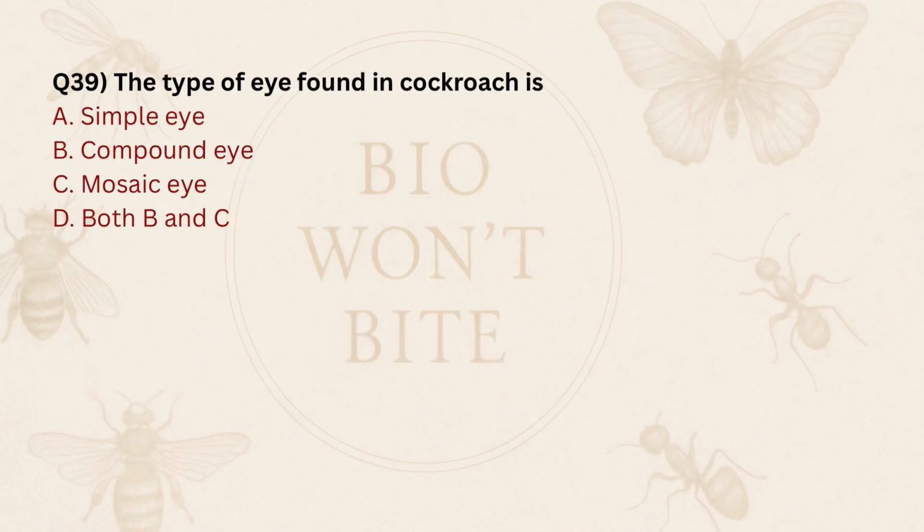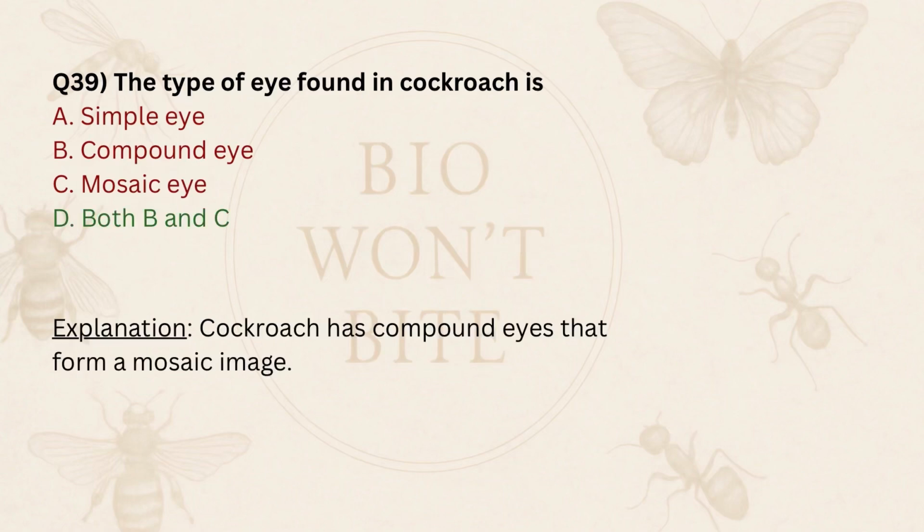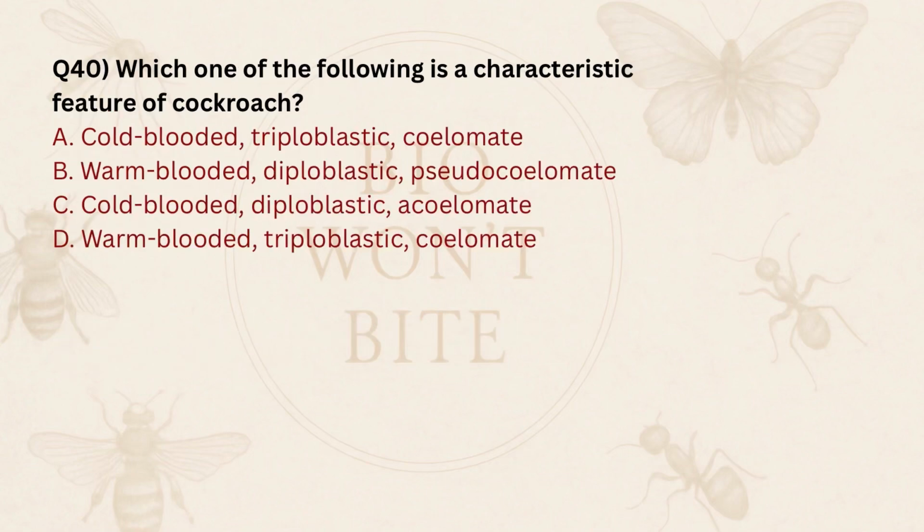Number 39. The type of eye found in cockroach is. The correct answer is option D, both compound eye and mosaic eye. Cockroaches have compound eyes made of many ommatidia, and together they form a mosaic vision, which is highly sensitive to dim light.